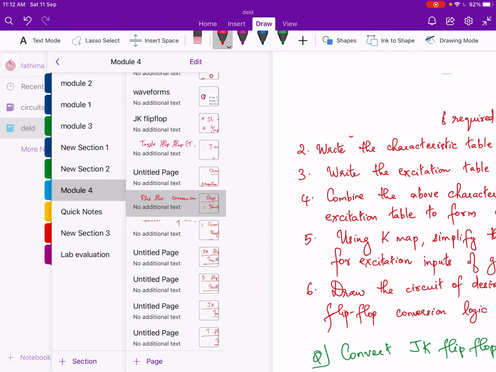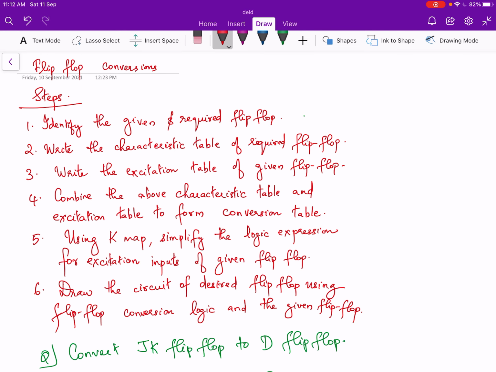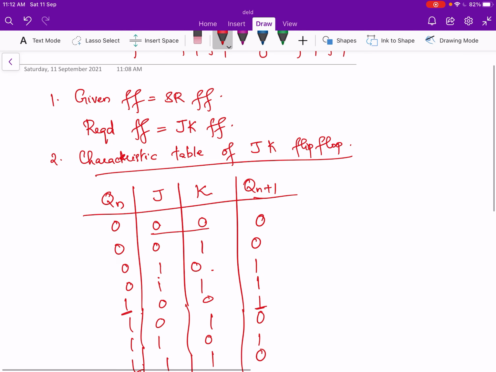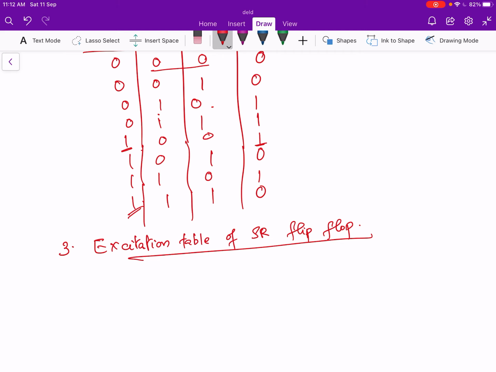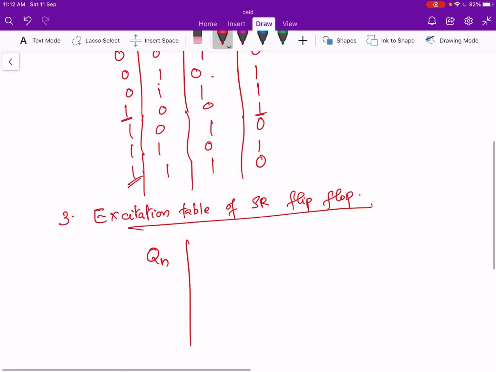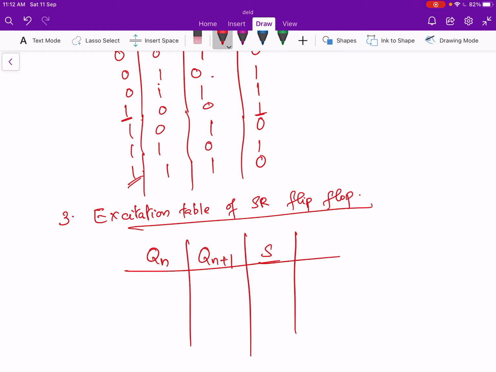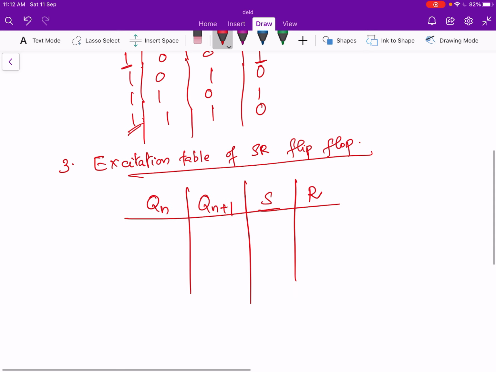Now the third step is to write the excitation table of the given flip-flop. So our given flip-flop is SR flip-flop. So now we have to write the excitation table of SR flip-flop. The excitation table will be writing S and R in terms of present state and next state. So when we know the present state and next state, we can write the input conditions S and R. So 0, 0, 0, 1, 1, 0 and 1, 1.